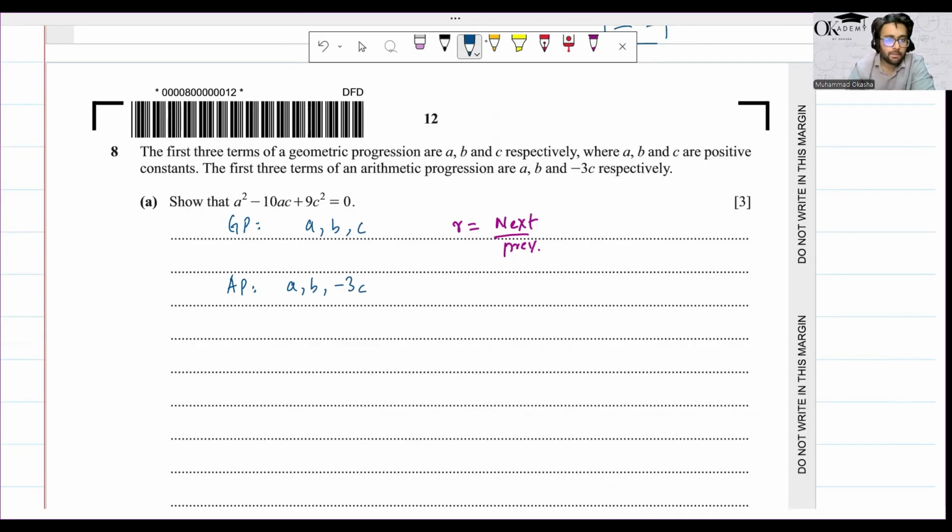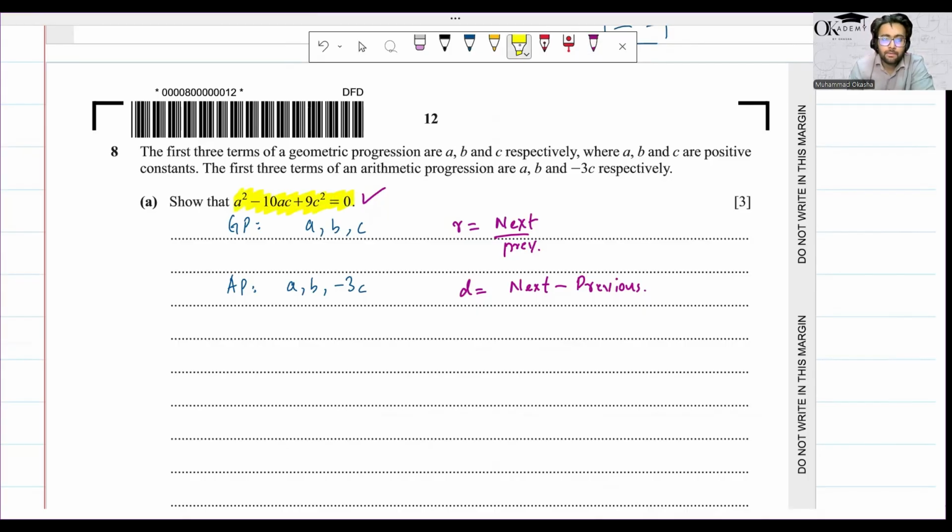And what do we know about arithmetic progression? We know that there's a common difference, which is obtained by doing next minus previous. Right, show that a squared minus 10ac plus 9c squared equals 0. If you notice, there's no b in here. There's only a and c.